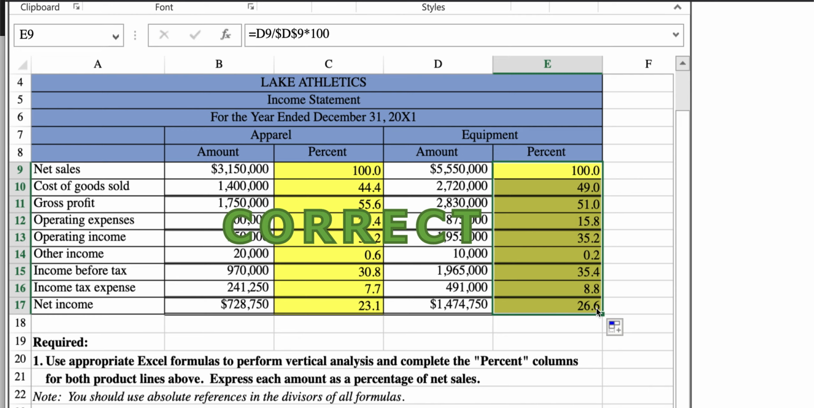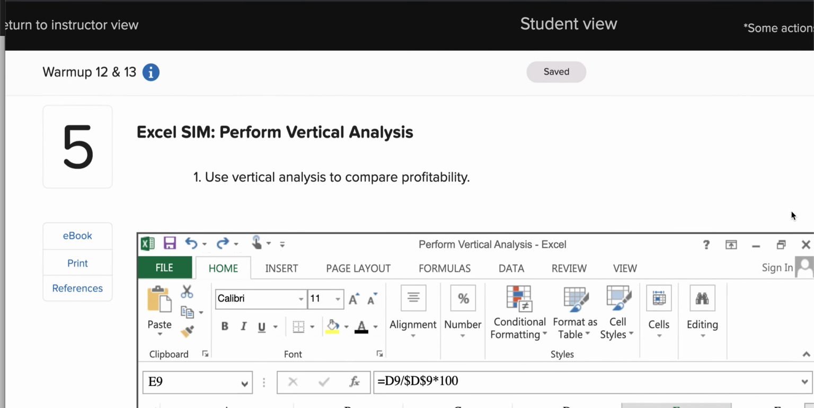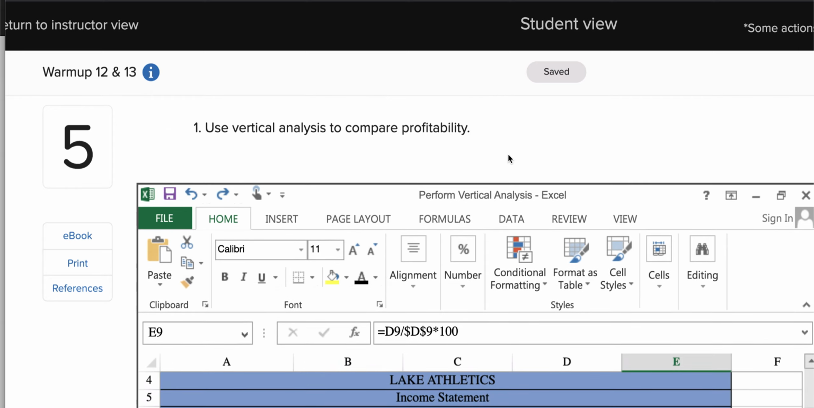And this is probably the simplest homework problem you've had all semester. That is the end of question 5. And that's actually the end of your warm-ups. If you have any questions, obviously, send me an email.